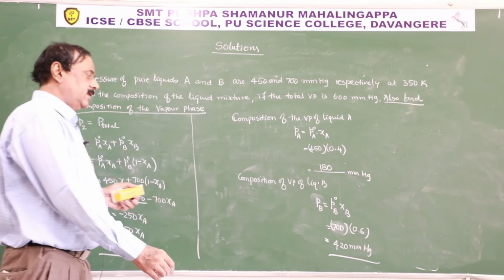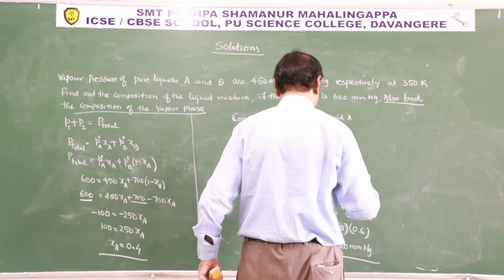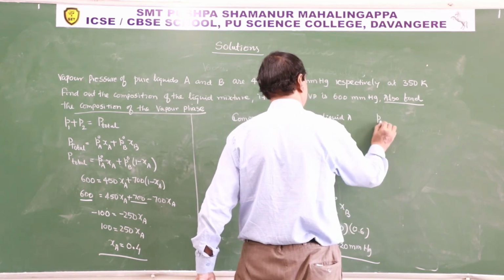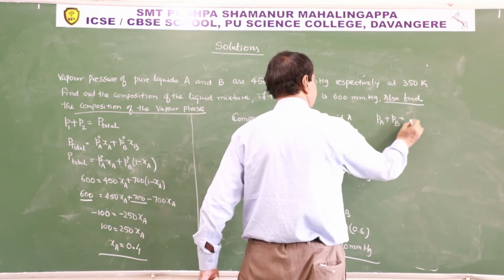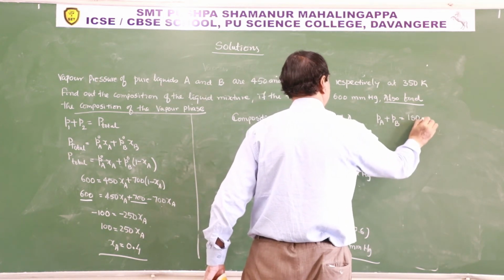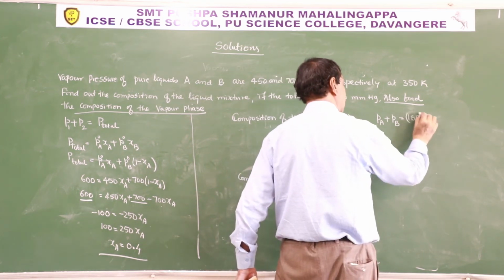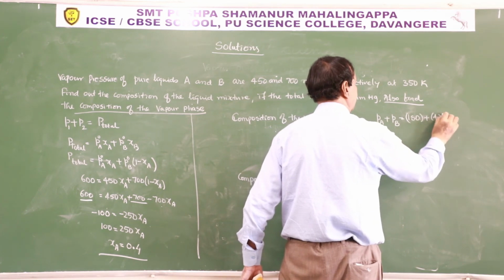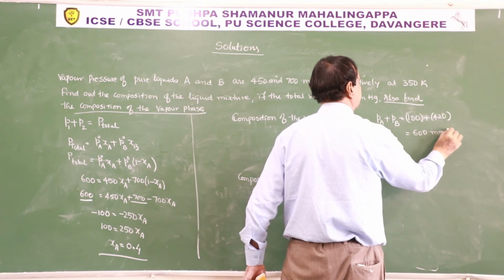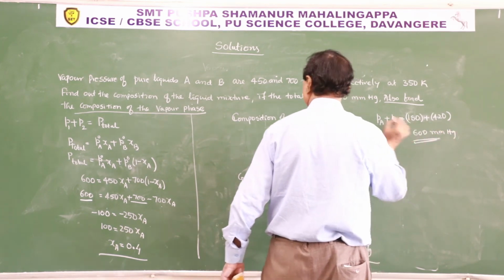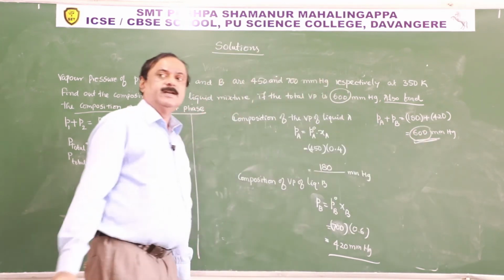Now cross check it. PT, that is PA plus PB, the partial pressure of liquid A and the partial pressure of liquid B, that is 180 millimeter of mercury plus 420 millimeter of mercury. The total is equal to 600 millimeter of mercury. It is already given in the problem, 600 millimeter of mercury, and hence the problem is correct.